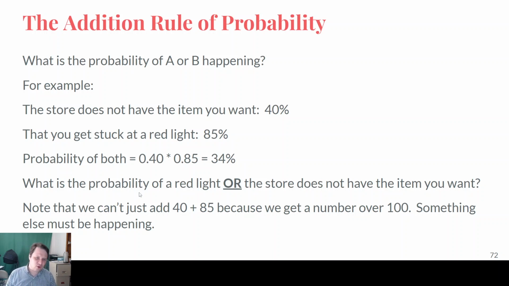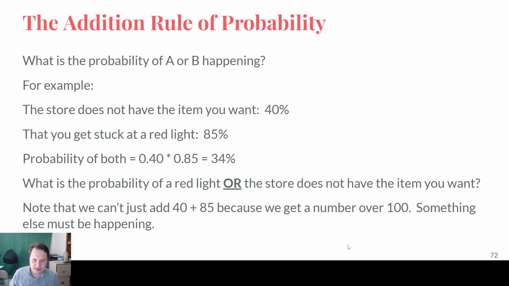Now I want to ask you this question. What's the probability of getting the red light or the store not having the item you want? Do you see how that's a slightly different question? What's the probability of getting stuck at a red light or the store not having what you want? Either one or the other. Now, the problem here is we can't just add these probabilities together, because if we add 40 plus 85, we're going to get a number that's over 100. So that's not very helpful. So how do we calculate this?